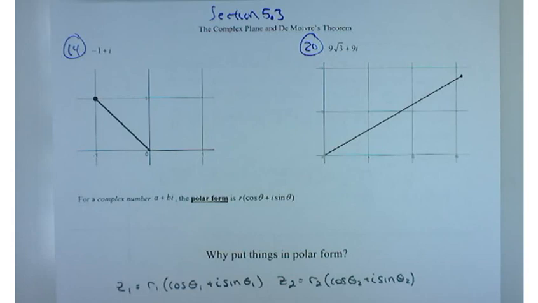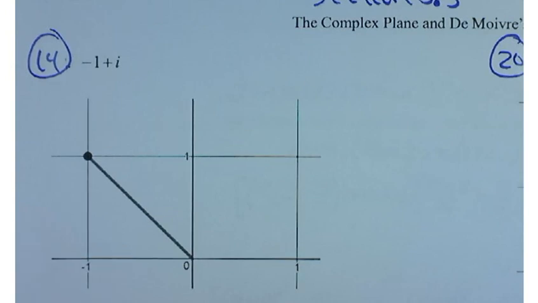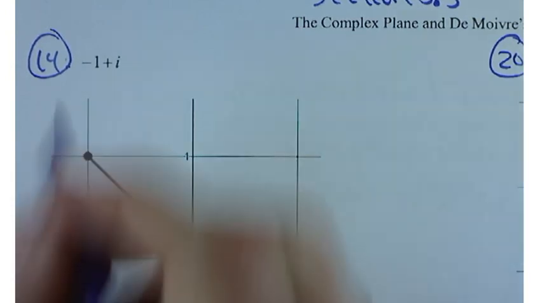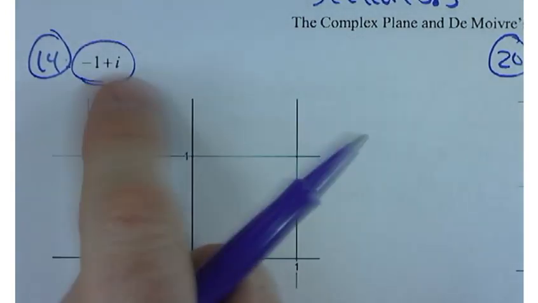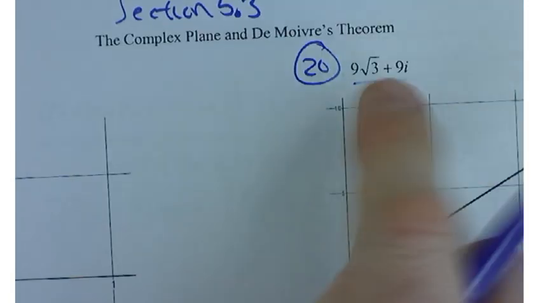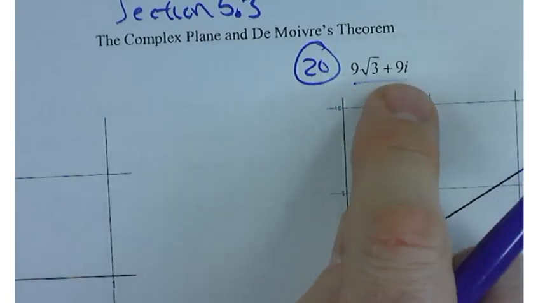Let's get going. We're going to work with complex numbers in polar form. So, we've played around with complex numbers before, and they would look like this: -1 plus i, or 9 square roots of 3 plus 9i.